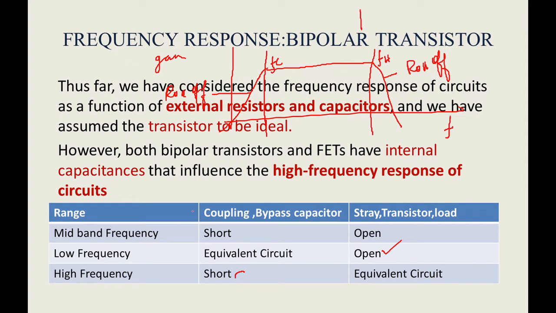In the mid frequency, the gain will be stable. You don't have any roll-off function. That means your coupling and bypass capacitors will act as a short circuit, and stray, transistor and load capacitance will act as an open circuit. Okay, this you want to understand. With this information we will go to the hybrid pi model for the higher frequency analysis, that is the expanded model.